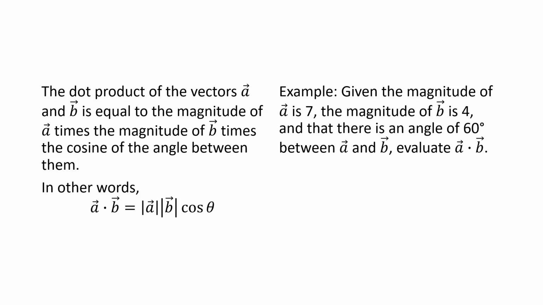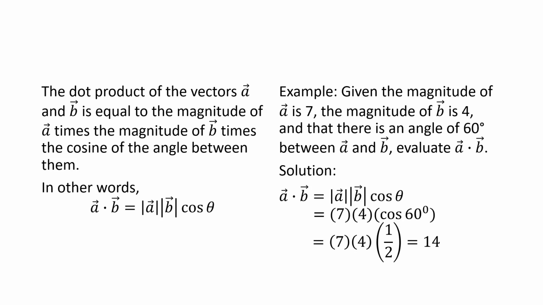So given the magnitude of A is 7 and the magnitude of B is 4 and that there's an angle of 60 degrees between A and B, evaluate A dot B. A pretty straightforward question. A dot B will equal the magnitude of A times the magnitude of B times cos theta. 7 times 4 times the cosine of 60 ultimately equals 14.